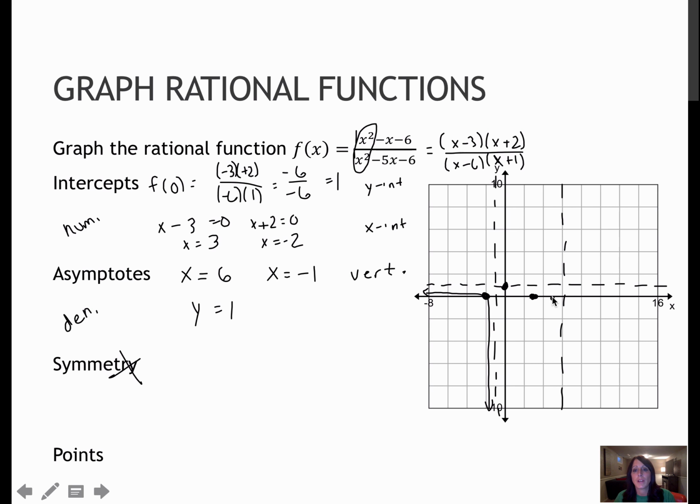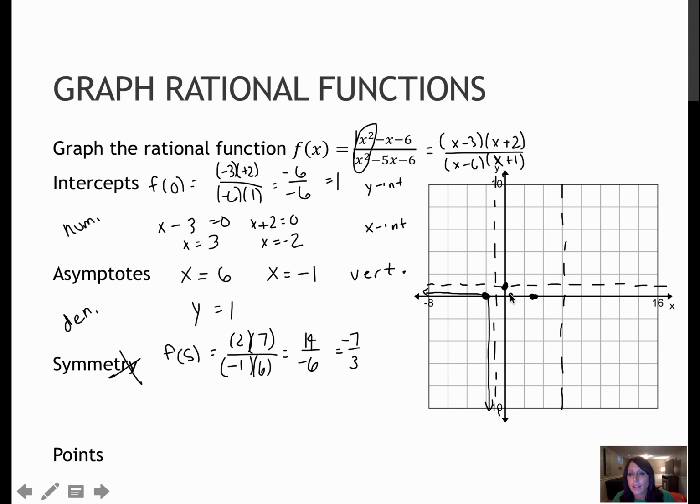So here's where I might want to find a point. I know that this is probably either going to go towards positive infinity or negative infinity. But let's take a look at, say, plugging in x of 5. Let's see what happens when I plug in 5. I would get 5 minus 3, which is 2. I would get 5 plus 2, which is 7. On the bottom, 5 minus 6 would be negative 1, and 5 plus 1 would be 6. So that would give me 14 over negative 6. So that, of course, reduces to negative 7 over 3.